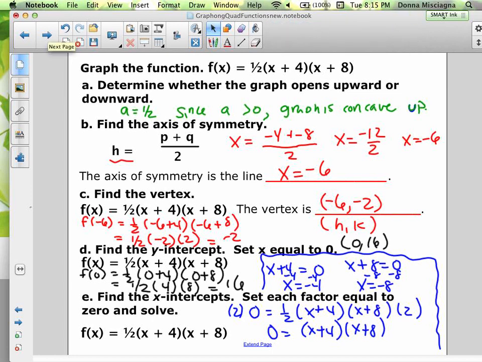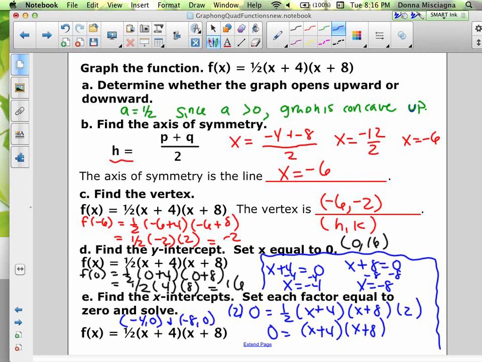Our vertex is the point -6, -2. And our x-intercepts, I'll just put them over here, are negative 4, 0, and negative 8, 0. We solved them over there, but I started to run out of space. Let's take all these values, put them on the next page, and graph.